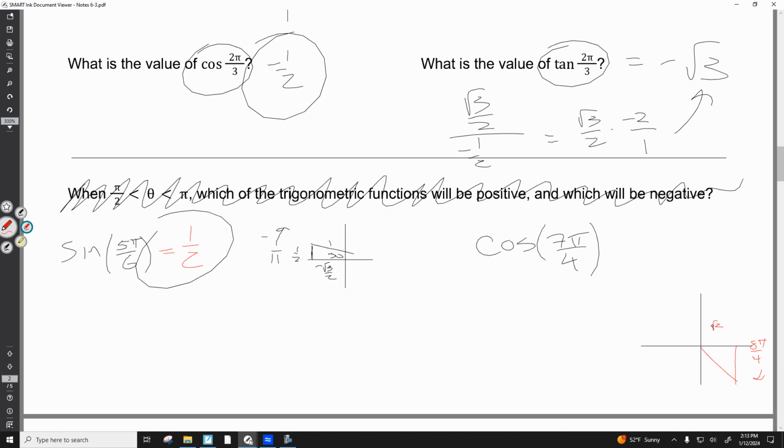Root 2 over 2 is the adjacent. Negative root 2 over 2 is the opposite. Cosine is the adjacent. Positive root 2 over 2 because we're going to the right.